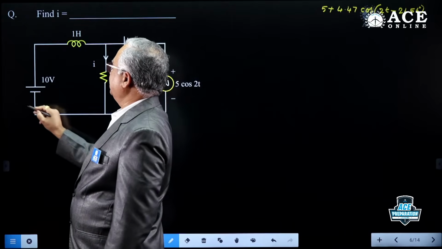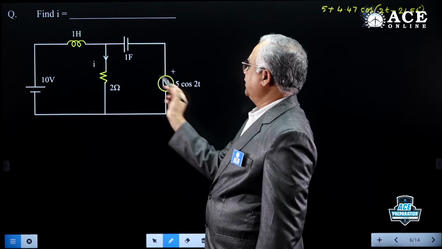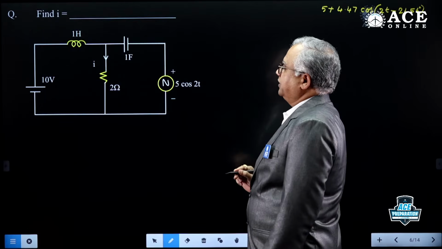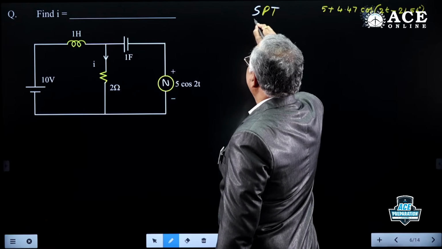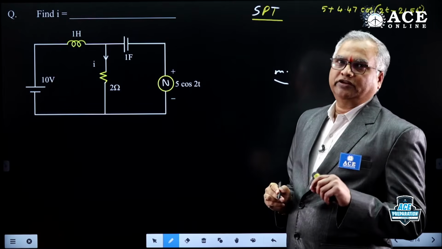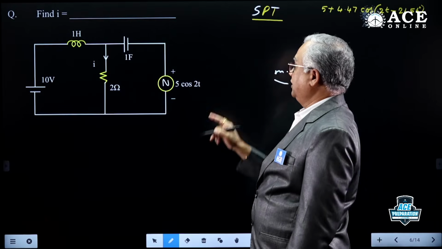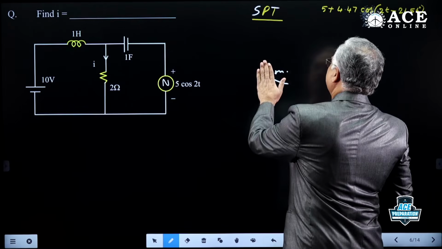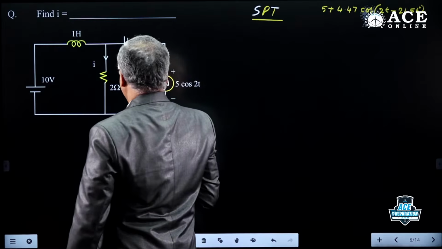What is the DC signal frequency? 0. What is the AC signal frequency? 2. So definitely they come under the different frequency category. In that case, the best technique is the superposition theorem. Superposition theorem is a small theorem. Directly, from the GATE point of view, it is not useful, but indirectly, when nodal and mesh fail, you can use the superposition theorem. So here we have to use only the superposition principle.